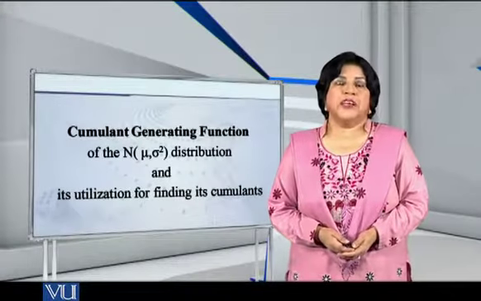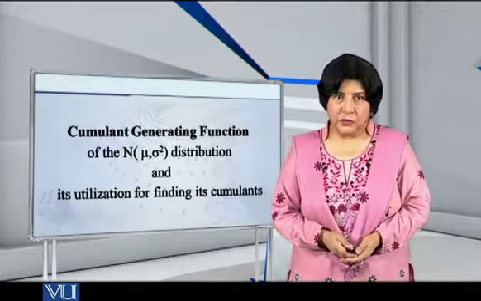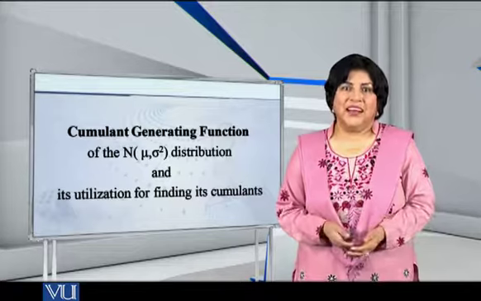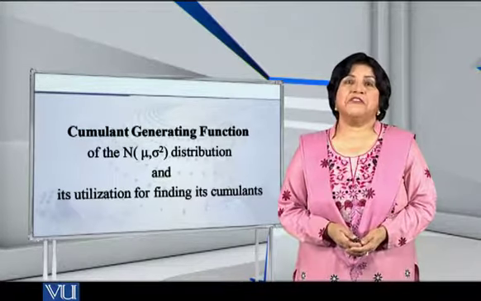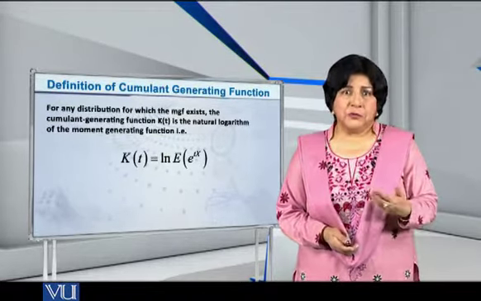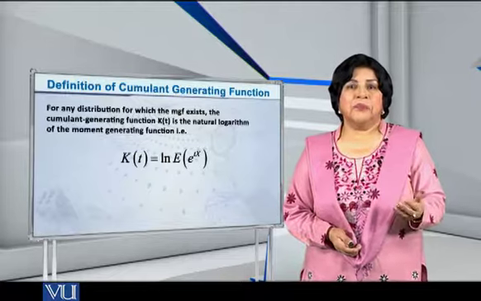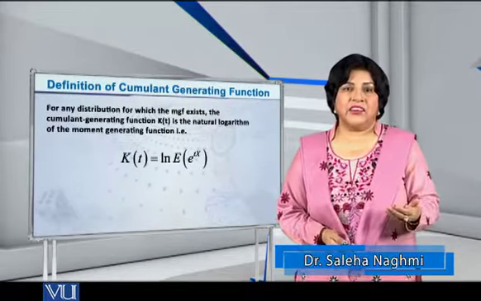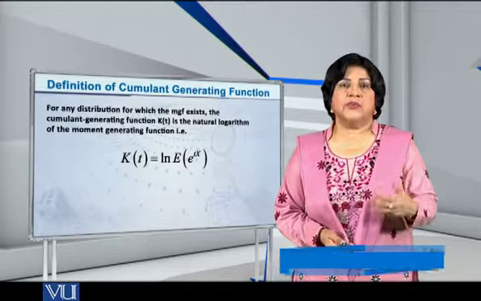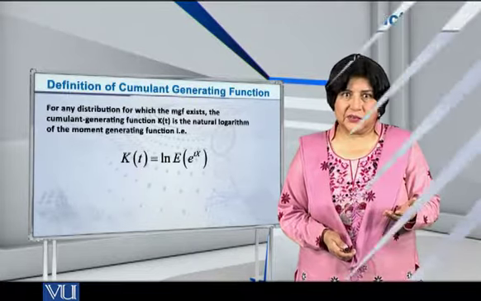Dear students, I would like to discuss with you the cumulant generating function of the normal distribution and its utilization for finding the cumulants. So, what is the cumulant generating function? As you already know, for any distribution for which the MGF exists, the CGF, capital K of t, is the natural logarithm of the MGF. Yani, capital K of t is equal to log natural of the expected value of e raised to tx.